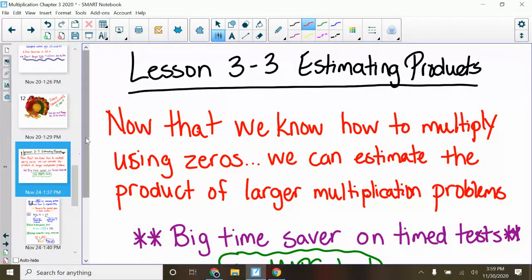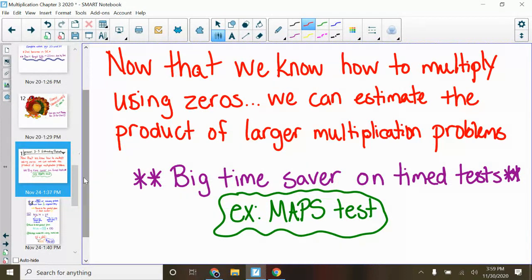And this is going to be a really big time saver. That's why I wrote this kind of in next to these little stars. An example of something like this time test would be a MAP test. When we take these MAP tests, and we'll take it sometime around the spring, you will have questions on there that will have you do things just like this. So if you can answer some of these math problems really quick using the stuff that you've learned, it will definitely help you throughout the test that you take.